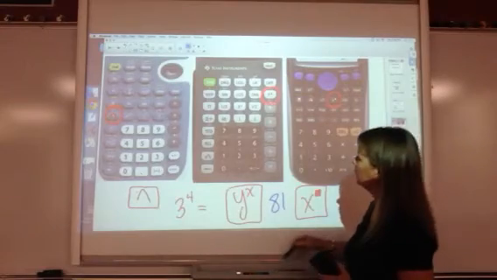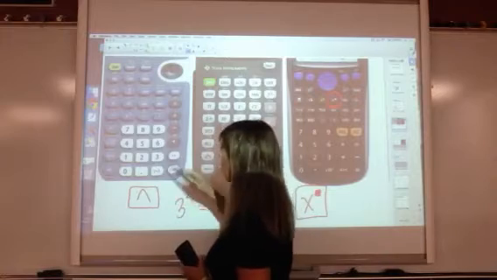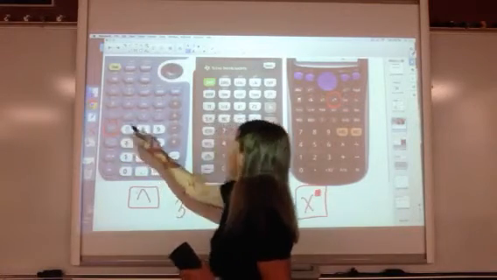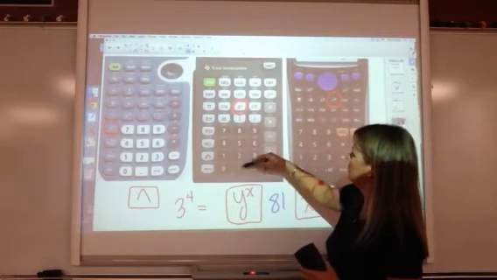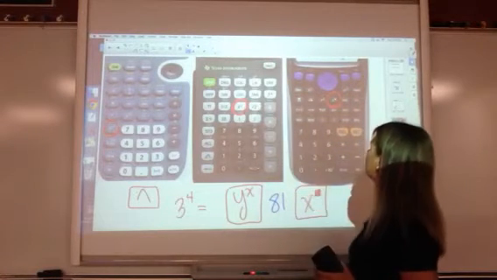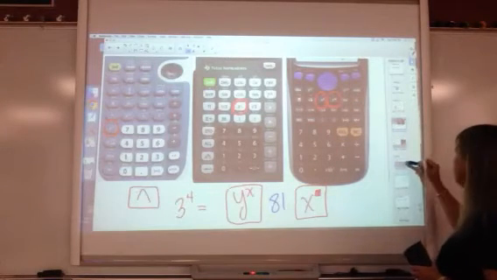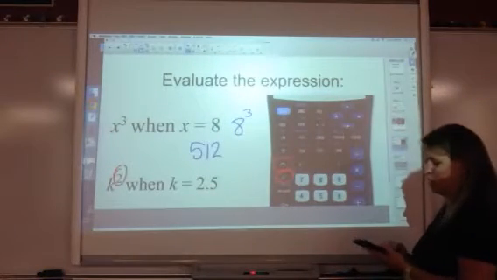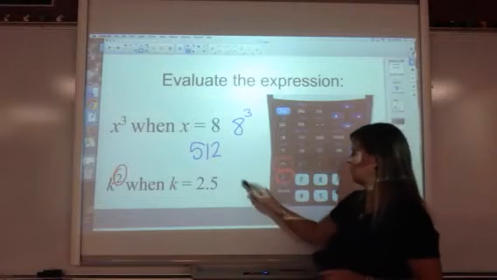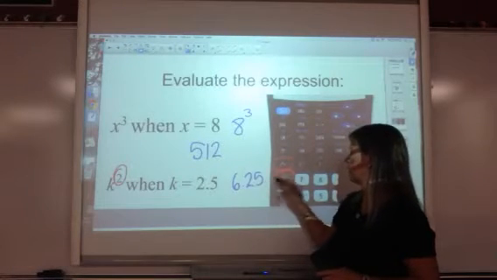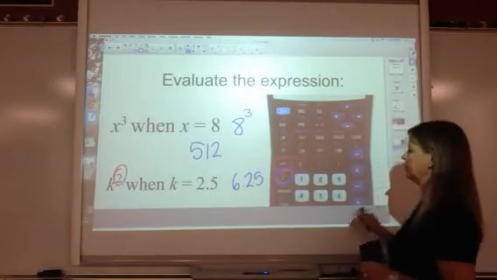Let's see on here. If you look at each one of these, there's an x squared button right directly underneath your power button. This one has an x squared button down the middle. This one has it right next to the power button. Go ahead and use your x squared button. So when you type in 2.5 squared, you get 6.25. But I'm trying to teach you shortcuts and help you get through things a little bit faster.